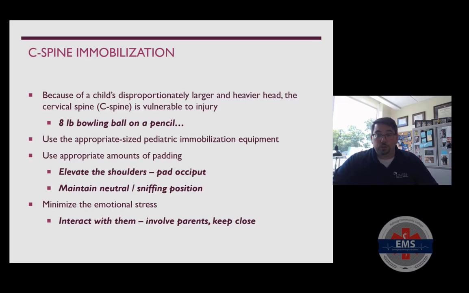Things that we may also need to do is some good old stuff and fluff technique, padding. Elevate the shoulders, pad behind the occiput. Maintain a neutral alignment, keeping their head in a sniffing position, all depending on their age and their needs. We also want to try to minimize their emotional distress. If we're putting them in all these devices, we need to make sure that we interact with them, that we keep them calm, keep mom or dad or parent or caregiver close by.